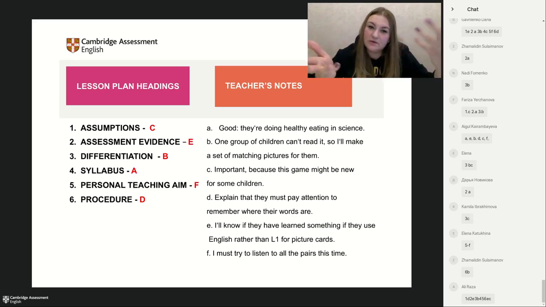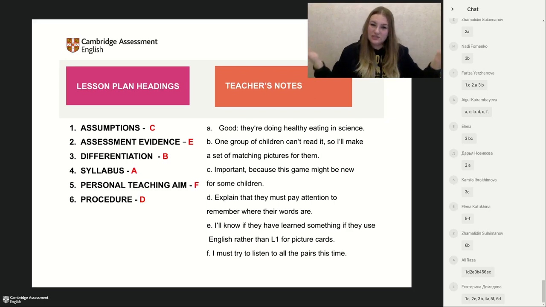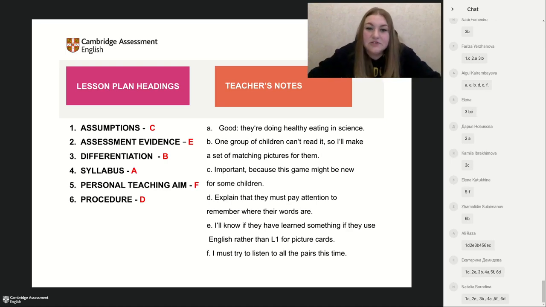Yeah, and when we speak about a multi-level group, this is our ability to differentiate the task, to adapt them, modify them, change them. Syllabus, yeah, good. They are doing healthy eating and science. So your lesson fits the syllabus. Personal teaching aims: I must try to listen to all the pairs this time. Okay. That's clear. And procedure: explain that they must pay attention to remember where their words are. So this is the part of the procedure of the lesson plan.